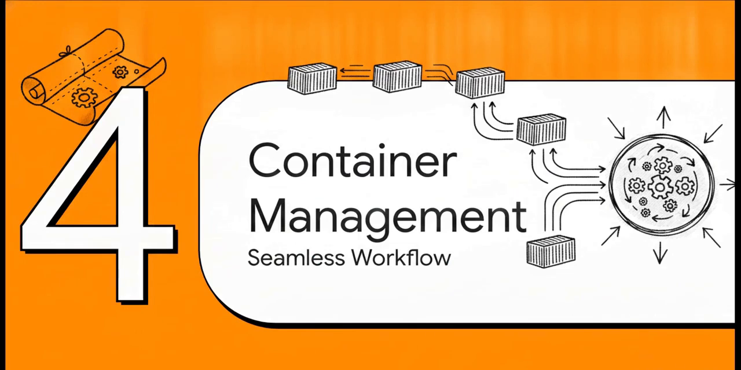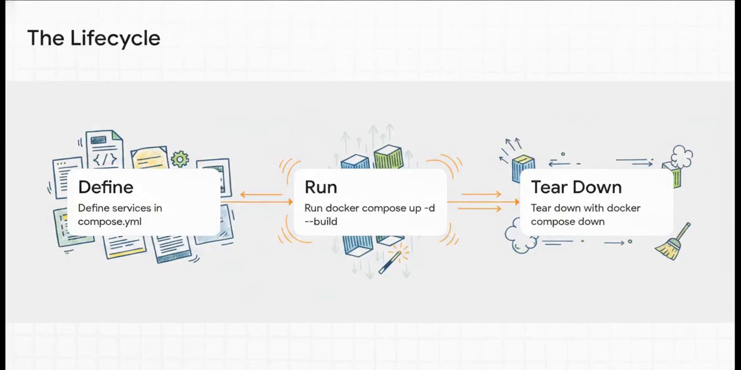Section 4, seamless container management. Okay, so we've got our blueprint, but what does this actually mean for your day-to-day workflow? Basically, it means an incredibly simple lifecycle. Step 1 is just defining your services in that compose.yaml file. Then, step 2, and this is where the real magic happens, with just one simple docker compose up -d --build command, the tool gets to work. It seamlessly brings your entire application to life right in the background. No more juggling a million tabs, no more sweating over a typo throwing a wrench in your setup. And step 3, when you're all done for the day, you literally just run docker compose down to cleanly tear it all down. It is actually that effortless.